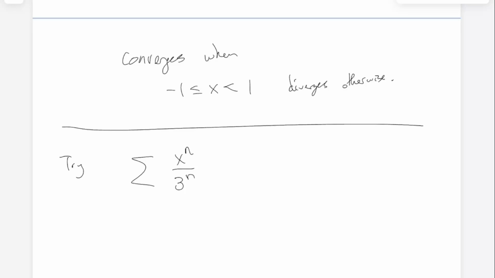We plug it in, x equals 3, so we'll say 3. Oh, okay.